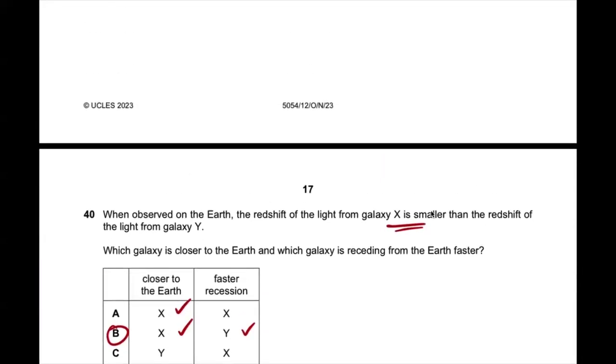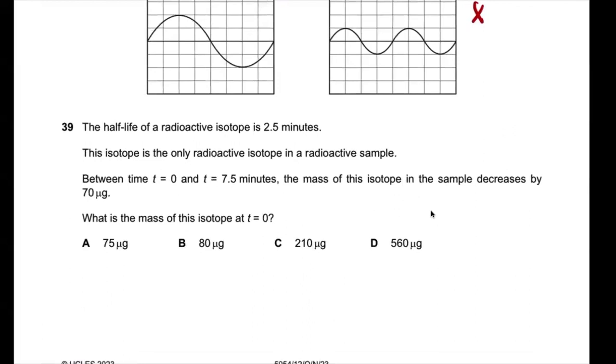Let's also have a look at 39. Half-life of a radioactive isotope is 2.5 minutes. This isotope is the only radioactive isotope. Between 0 and 7.5 minutes, the mass of the isotope decreases by 70 micrograms. What is the mass of the isotope at time t equals 0?